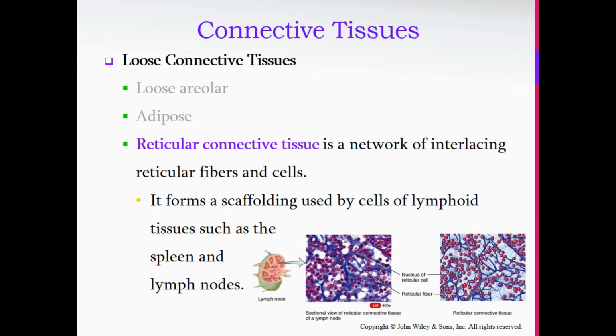The last kind of loose connective tissue is reticular connective tissue. It is a network of interlacing reticular fibers and cells. It forms a scaffolding used by cells of lymphoid tissue, such as the spleen and the lymph nodes. So it basically builds a framework for the cells of those organs to build around and give them an internal support structure.